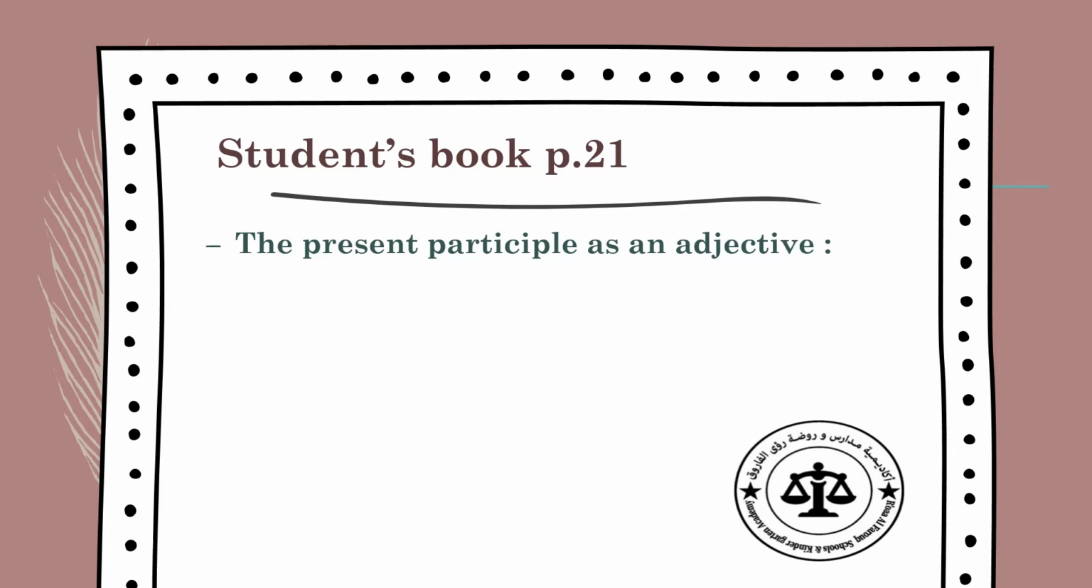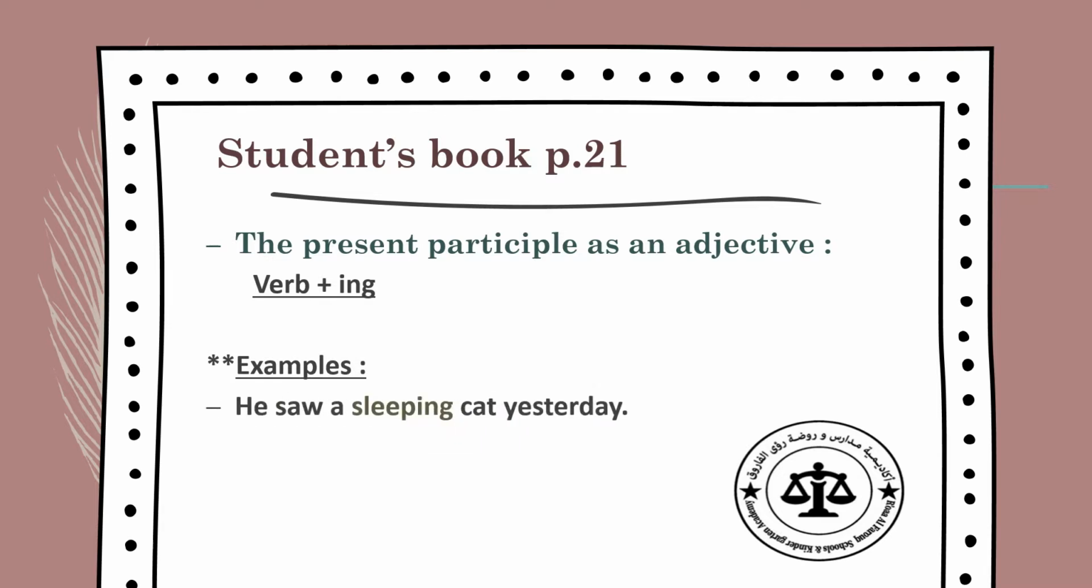Before we start talking about the adjective, let's know what we mean by the present participle. This is the base form of the verb with ing. Verb with ing, this is present participle. Let's take examples. Look here.